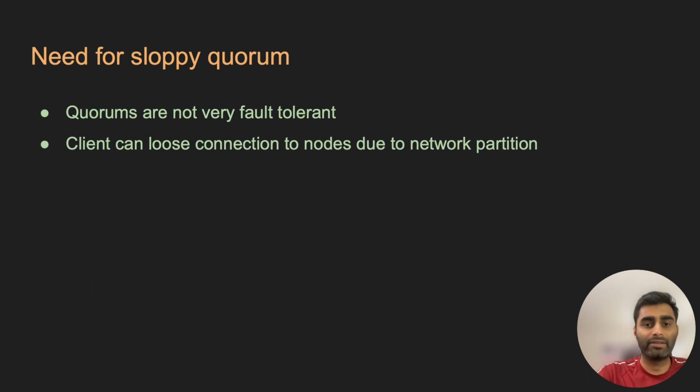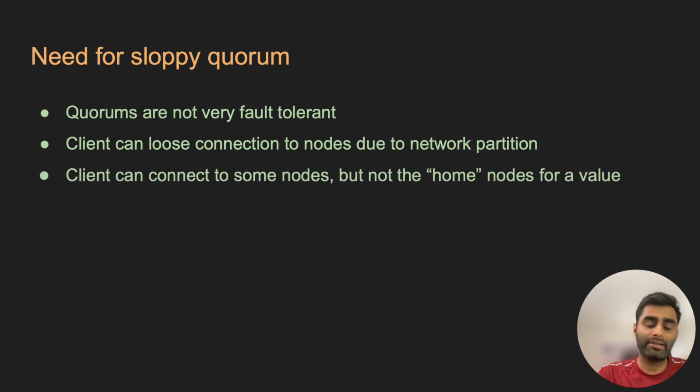However, quorums, as we described so far, are not as fault tolerant as they could be. A network interruption can easily cut off a client from a large number of database nodes. In this situation, it's likely that fewer than W or R nodes remain, so the client can no longer reach a quorum. In a large cluster, the client may be able to connect to some database nodes during the network interruption, but not to the nodes it needs to assemble a quorum for a particular value. That means it's not able to reach the home nodes for that value.